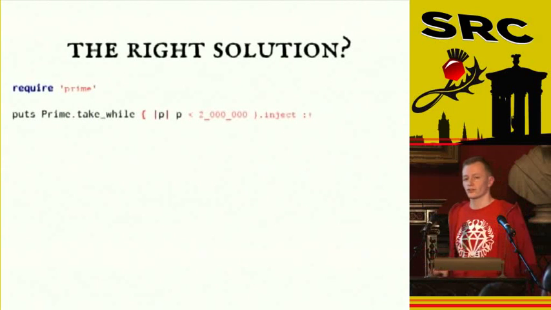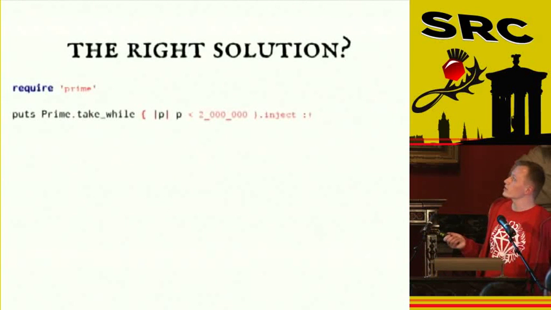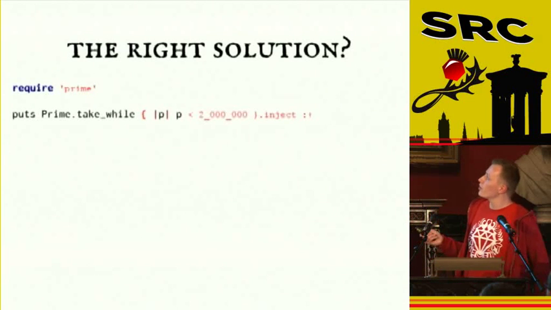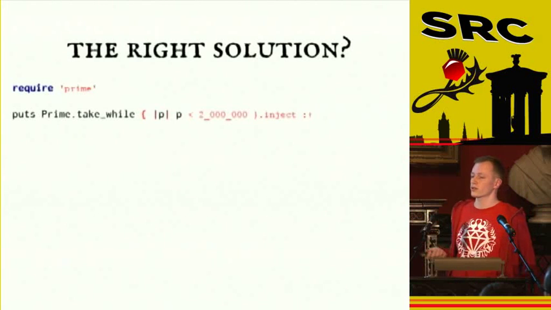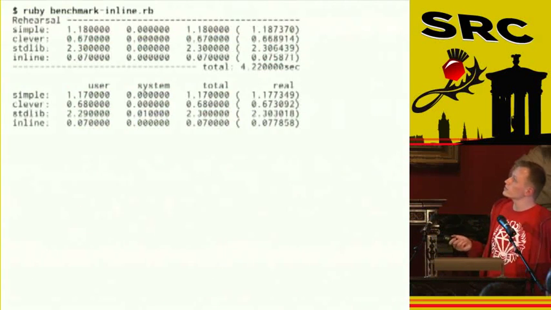Of course, the right solution is to go and read some documentation. There's a very nice prime generator, and you can call it, take all the primes. It will yield subsequent primes, all the primes that are lower than 2 million, and you just sum them. This is actually as fast as using the inline C primality check.